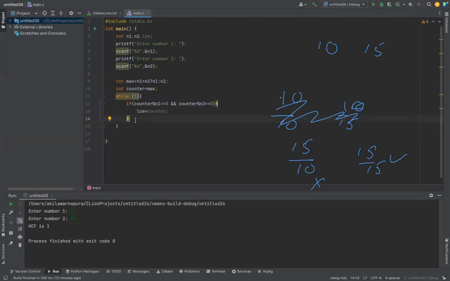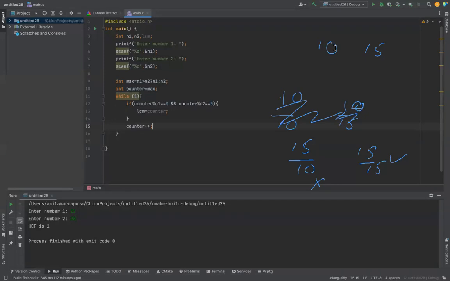Okay, then if you found the least common multiple, do we need to continue the while loop anymore? Do we need to go to the next iteration? If it is not equal, what we have to do? We have to increment the counter variable by 1. Initially counter is 15, and 15 cannot be divided by 10, so you have to go to the next iteration.